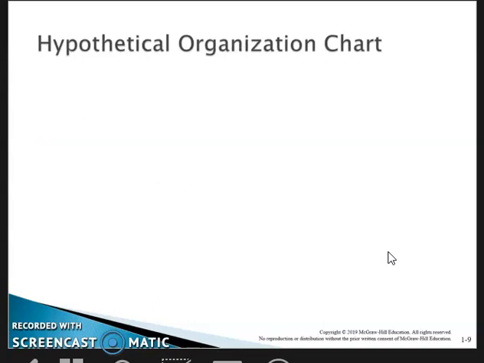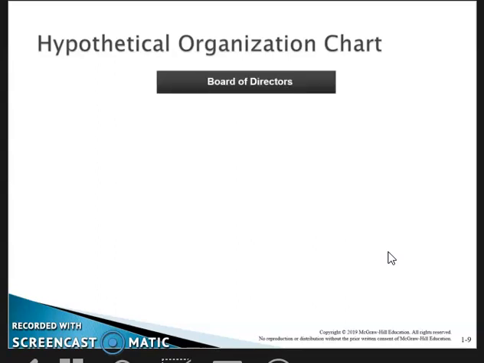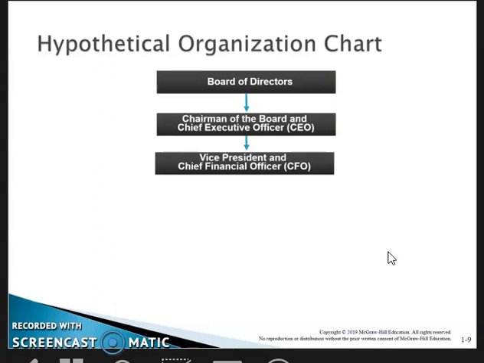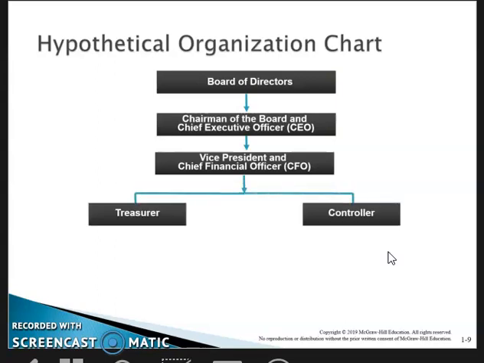This slide shows an organizational chart. The board of directors, the chairman of the board or CEO, chief executive officer, and then vice president and CFO. The CFO is going to oversee both the treasurer and the controller. And the treasurer is going to oversee how money is used and how money is invested.